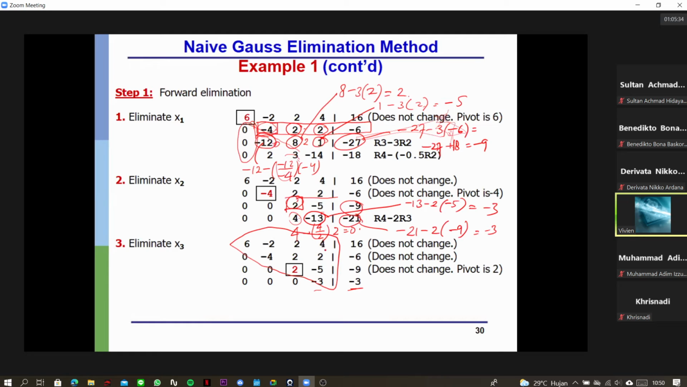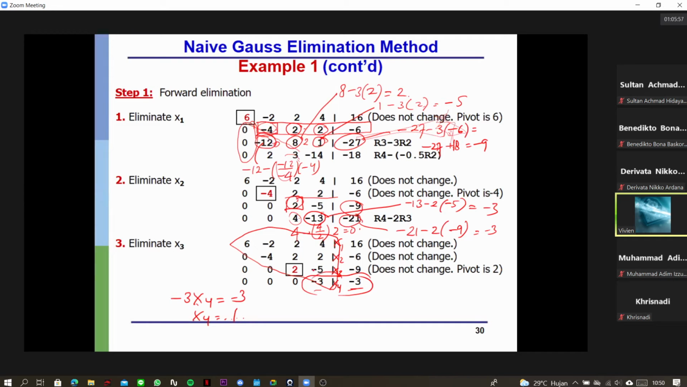Now we continue to the second stage, which is doing the backward substitution. Remember again, this is actually to find x1, x2, x3, and x4. Once we have that, we can work on x4 first. That means minus 3 x4 equals minus 3. So we can find the value of x4, which is 1.